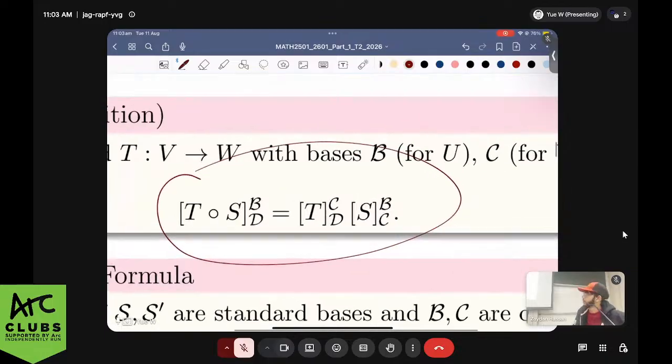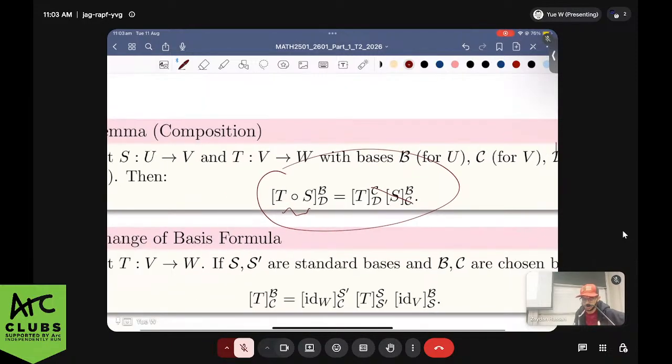The way I remember it is I just imagine drawing a line cancelling this C and this C out, and what remains is B and D. I don't know if that helps. It's just a way for me to remember it. So whenever I see this, I just imagine cancelling these out and you get BD, and the input map becomes the composition.